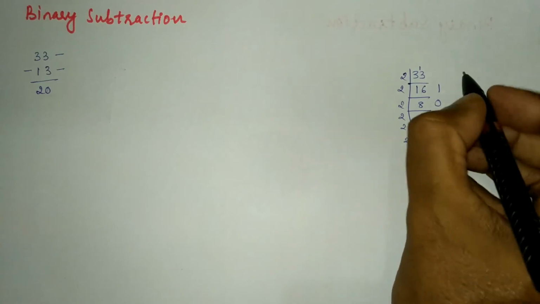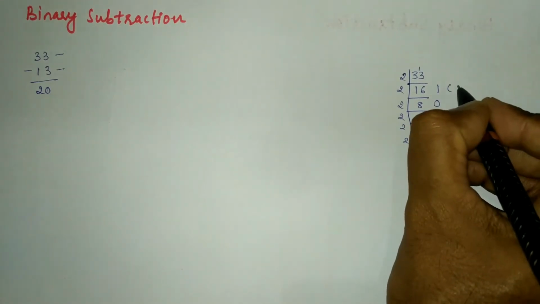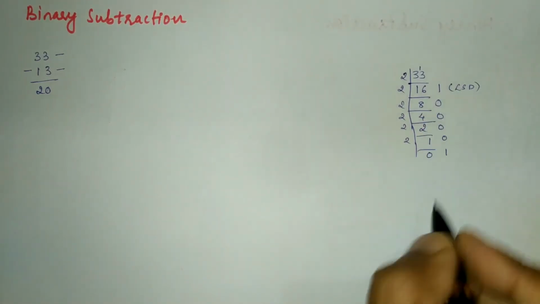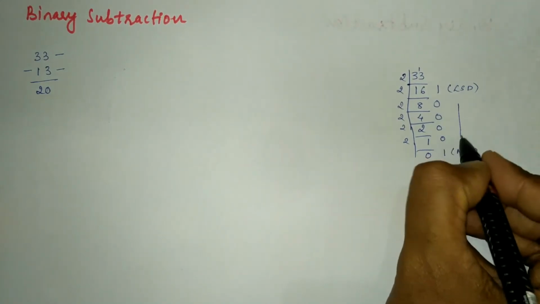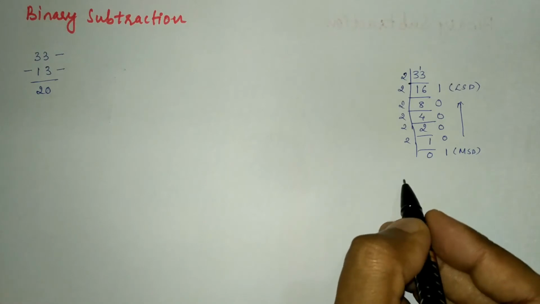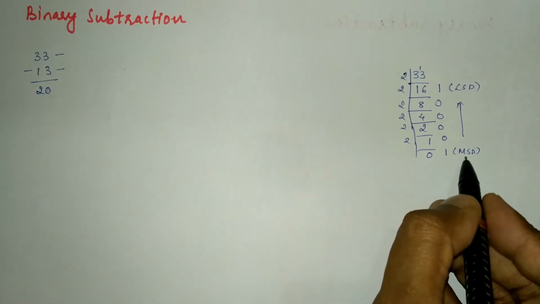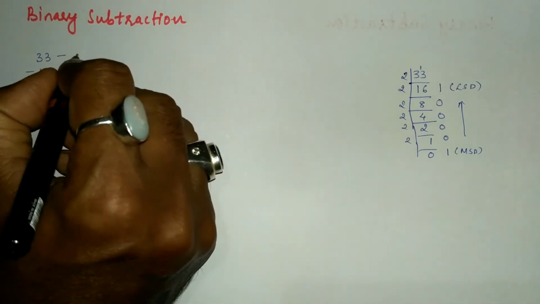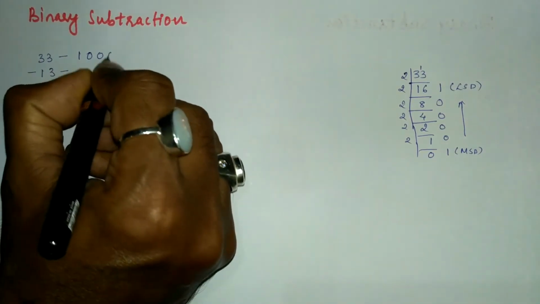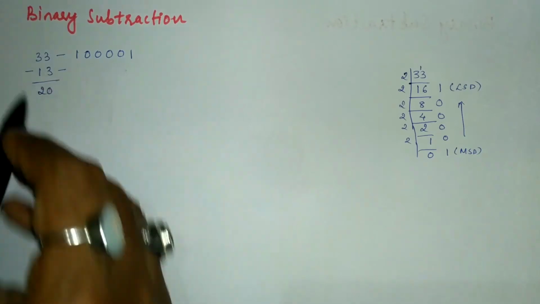Yes, now let us write the first remainder as the least significant digit and the last remainder as the most significant digit. So we'll have to write the binary equivalent of this given decimal number from most significant digit to least significant digit. Here I have to write 1 0, 0, 0, 0, 1.